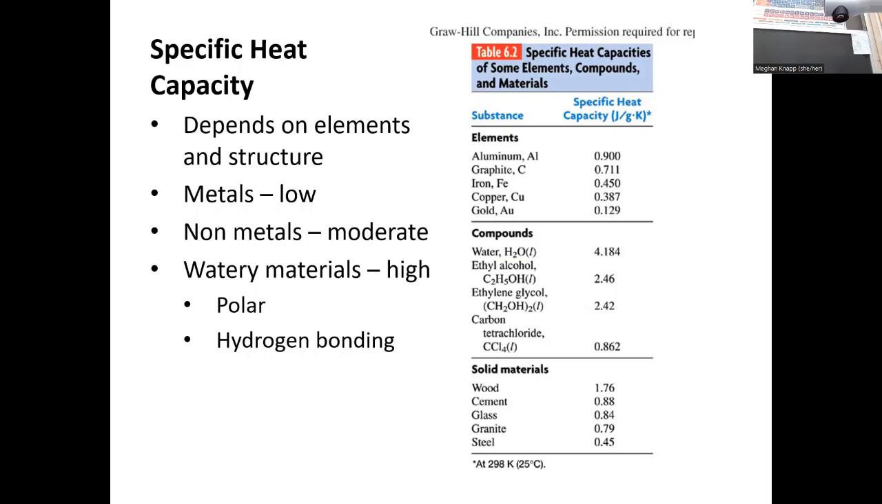Non-metals tend to be moderate. The only couple of examples in here are wood, which is kind of in between. Cement has metals in it, so it's a little bit lower. Glass has silicon in it. Granite has some metals in it. So wood is really the best example of a non-metal sort of thing that has no heavy elements in it.